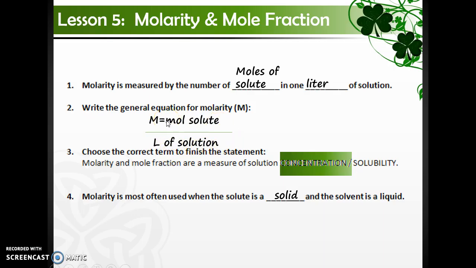And the tricky thing here is a lot of times your solute will be given to you in grams, so you have to use the molar mass to go from grams to moles. And then sometimes you'll get your volume in milliliters, which you'll have to convert to liters. Molarity and mole fraction are a measure of a solution's concentration, and molarity is most often used when the solute is a solid and the solvent is a liquid.